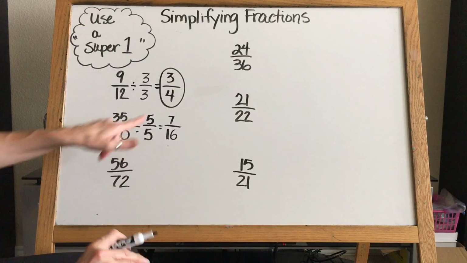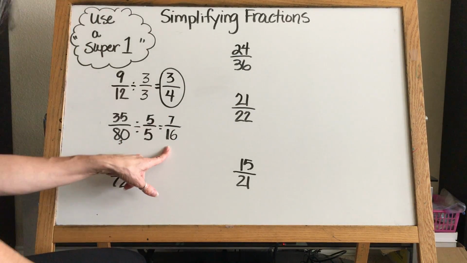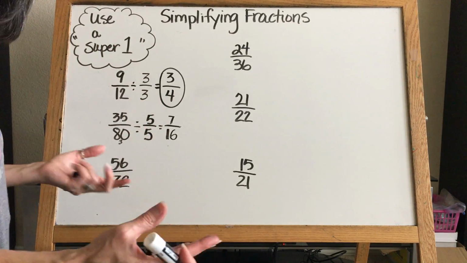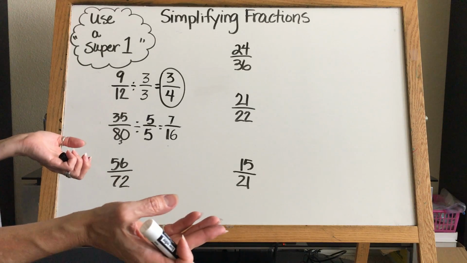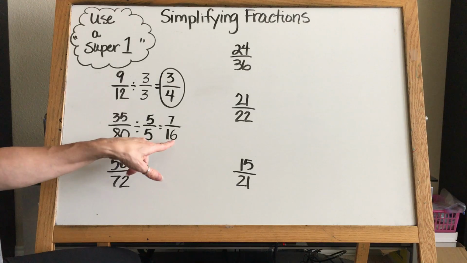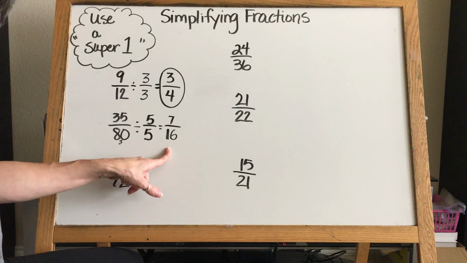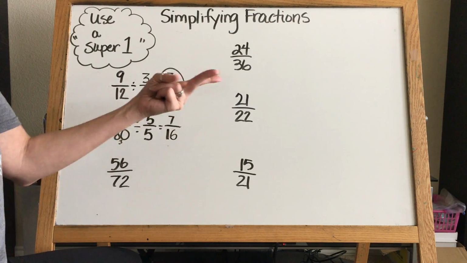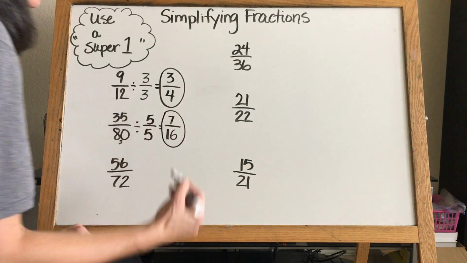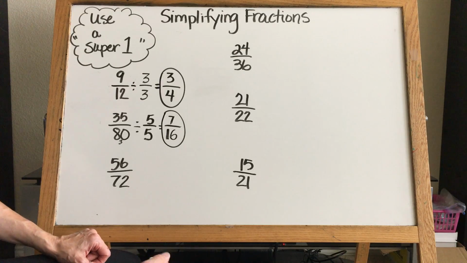So we're looking at our 7 over 16. Well, how do we know we're done? How do we know this is lowest terms? Well, we ask ourselves, what makes 7? Well, guess what? 7's a prime number, remember? So the only thing that makes 7 is 7 times 1. So if 7 is not a factor of 16, we know we're finished. Well, 7, 14, 21, 7 is not a factor of 16. So we know that we have simplified that to lowest terms.